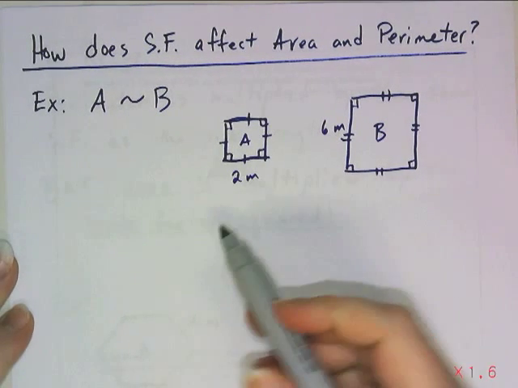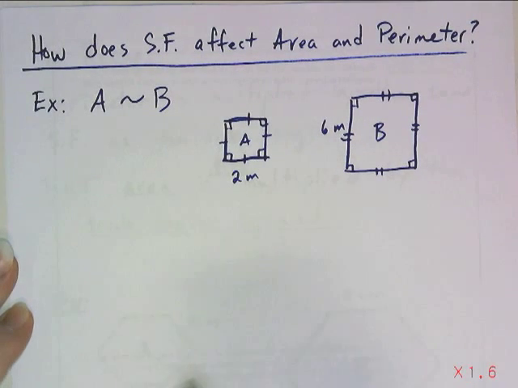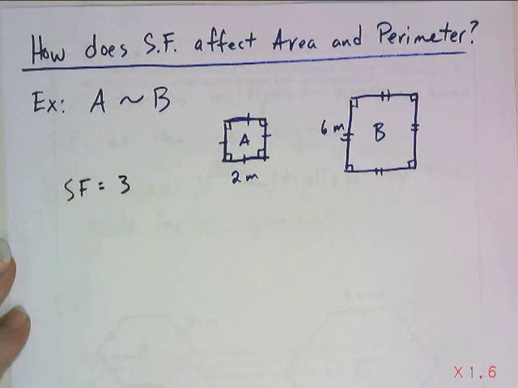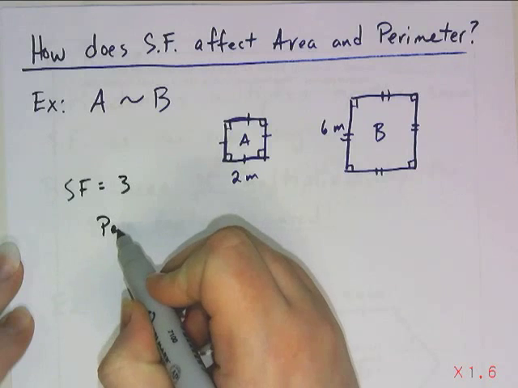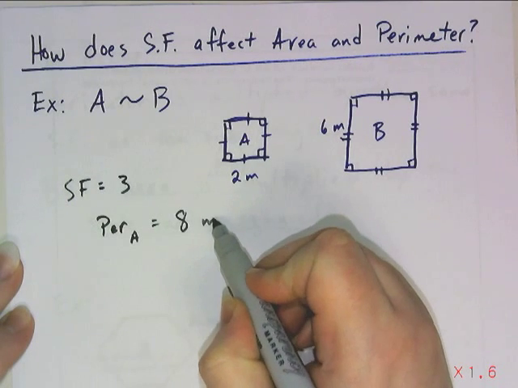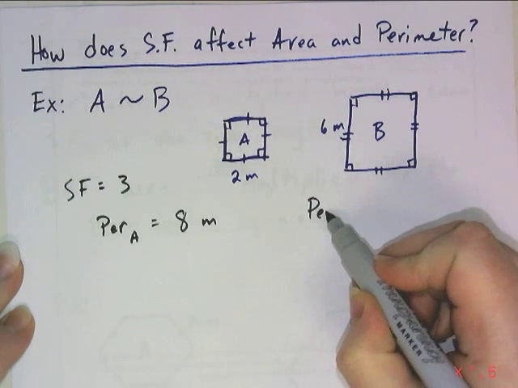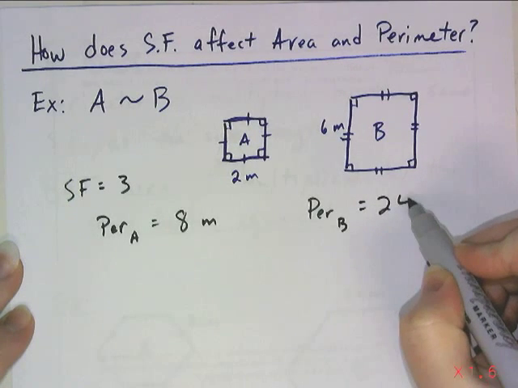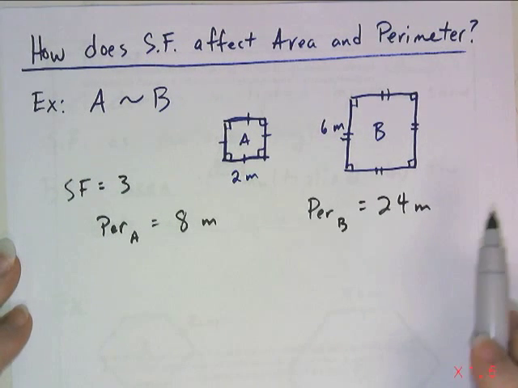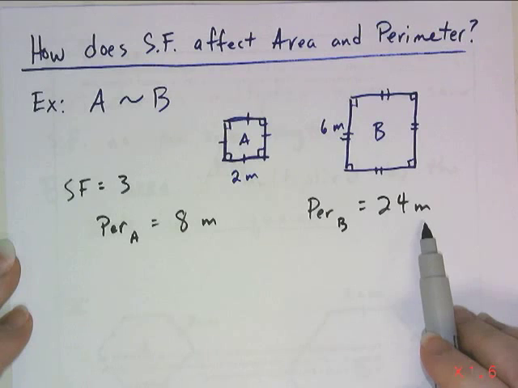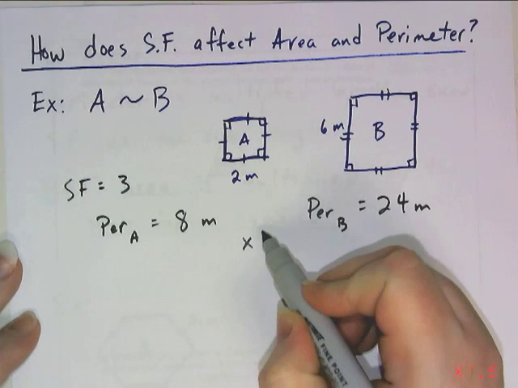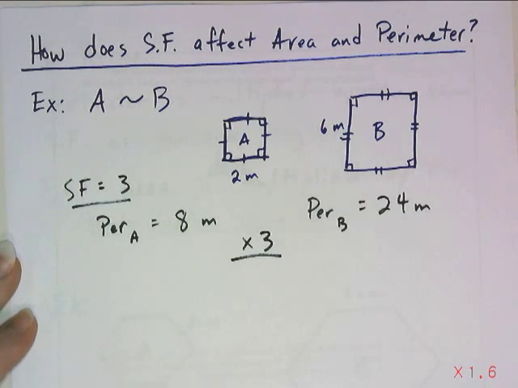Well, so what is the scale factor? From 2 meters to 6 meters, I think we can pretty easily tell the scale factor is 3. Let's take a look at the perimeter. What's the perimeter of A? It's a square, so it should be pretty easy to calculate that that's 8 meters. How about the perimeter of B? Did you figure out that it was 24 meters already? How many times larger is the perimeter of square B compared to square A? It's 3 times larger. Notice that 3 is the same 3 of our scale factor.